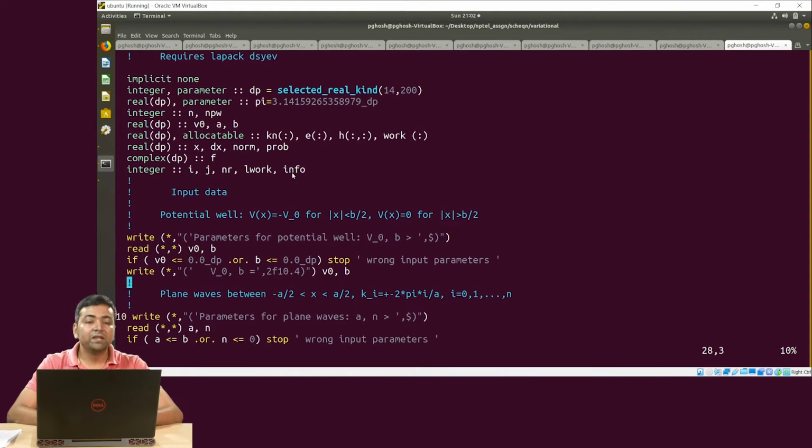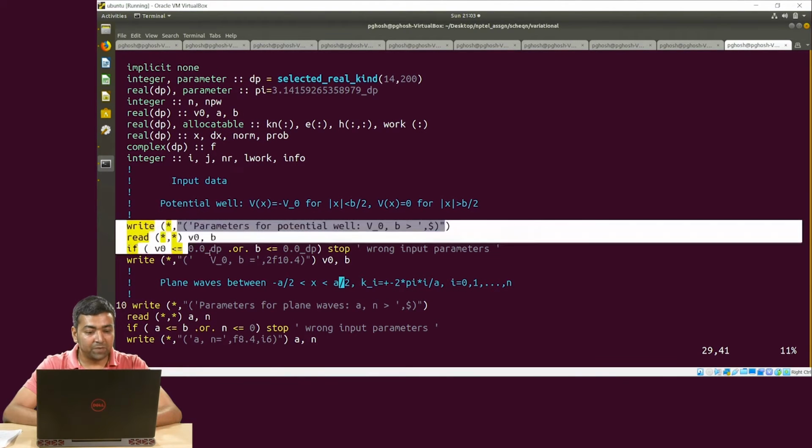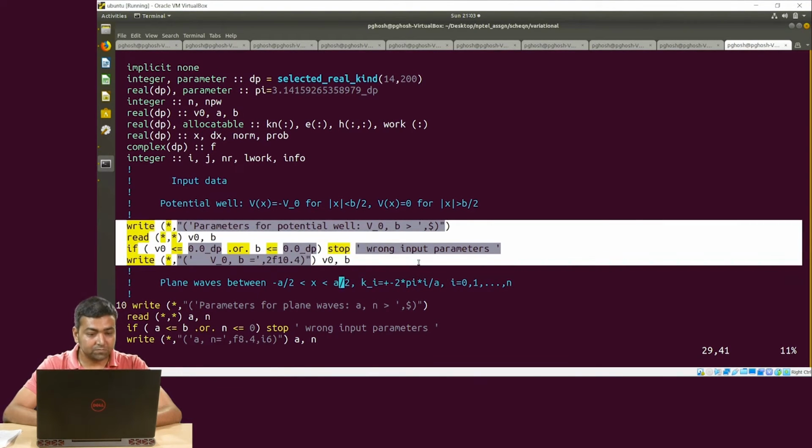Okay, so now what do we need as input data? For my input data, we need a couple of things. We need to know the depth of my potential well, which the user has to provide, the width of my potential V0, the periodicity of my plane wave which is given by A, and the n, which will determine the number of plane waves that is used. The same thing is read in this part of the code.